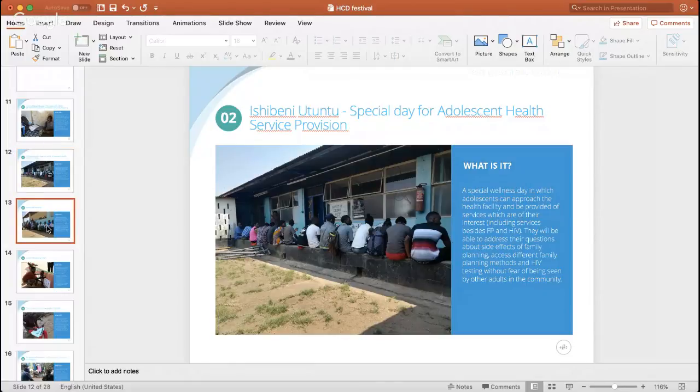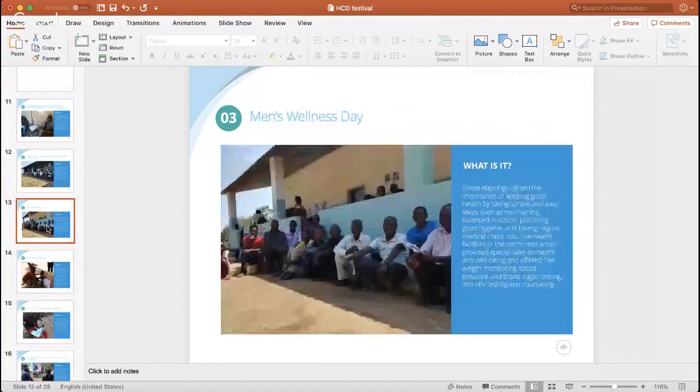This next prototype is very similar to the one that I just mentioned. The difference is that for this one, we're targeting men. And so this prototype is called the Men's Wellness Day. For the first sprint, we also had a very similar approach. We created a radio spot, we distributed posters and flyers, and we had a PA system going around town for 4 days.